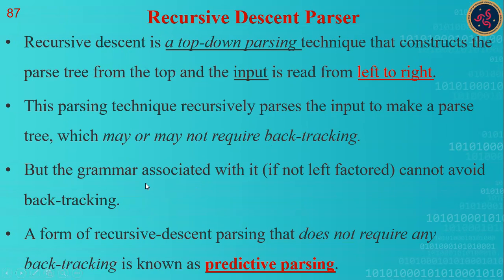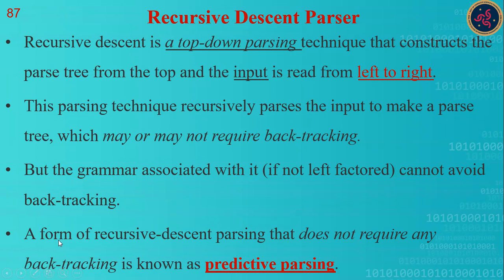That is, if there is some left recursion inside the grammar, we need to remove all the left recursion as well as the common prefixes. That is, it should be left factored. Okay, only then can the particular grammar be parsed by the recursive descent parser.